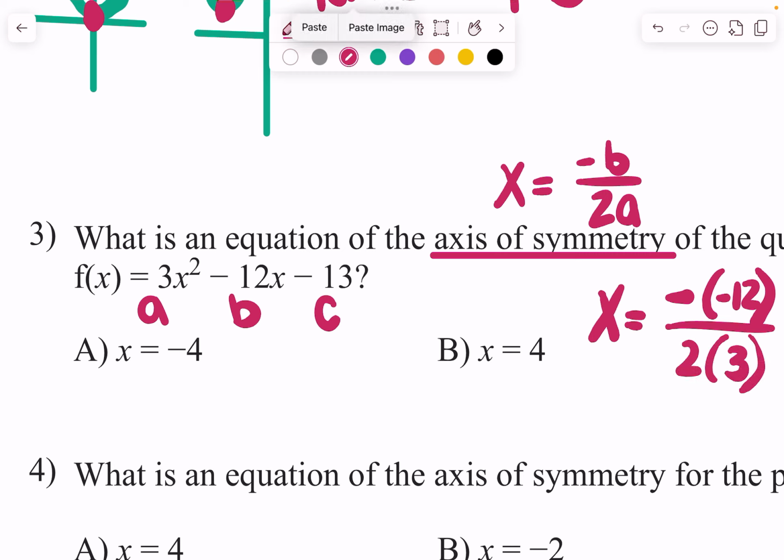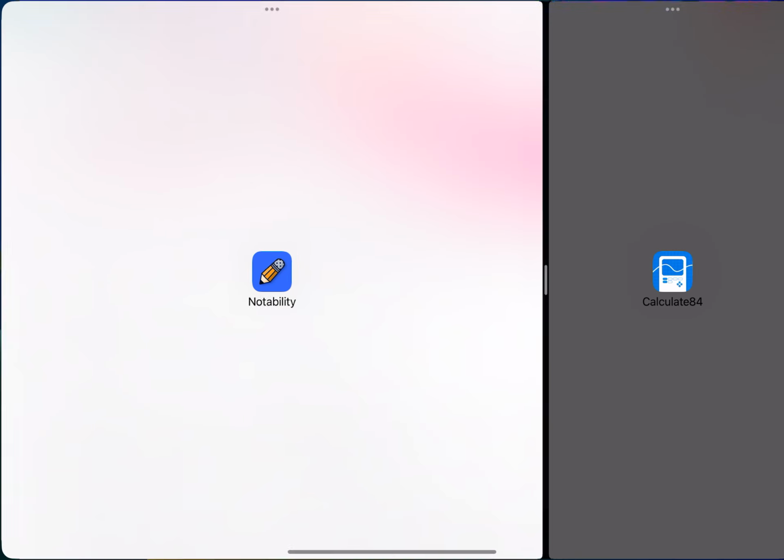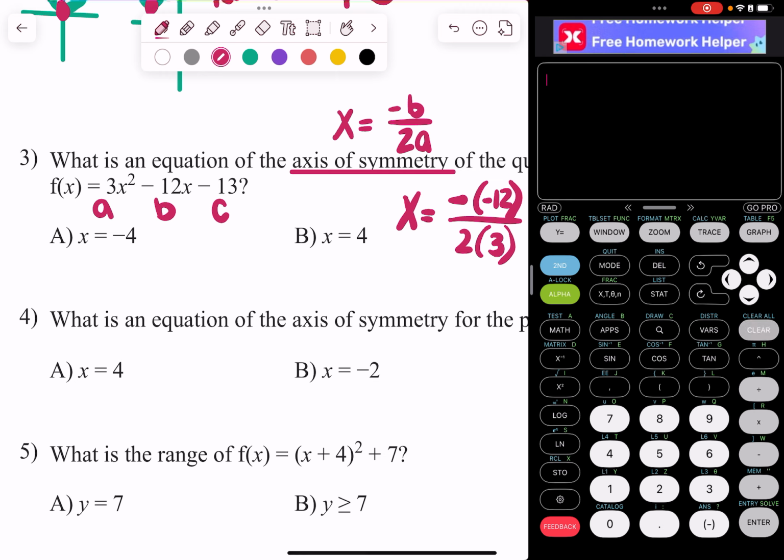All right, we are going to use our calculator because I don't like to guess on this type of stuff. So let me just open up my calculator. And we are going to write down a fraction.